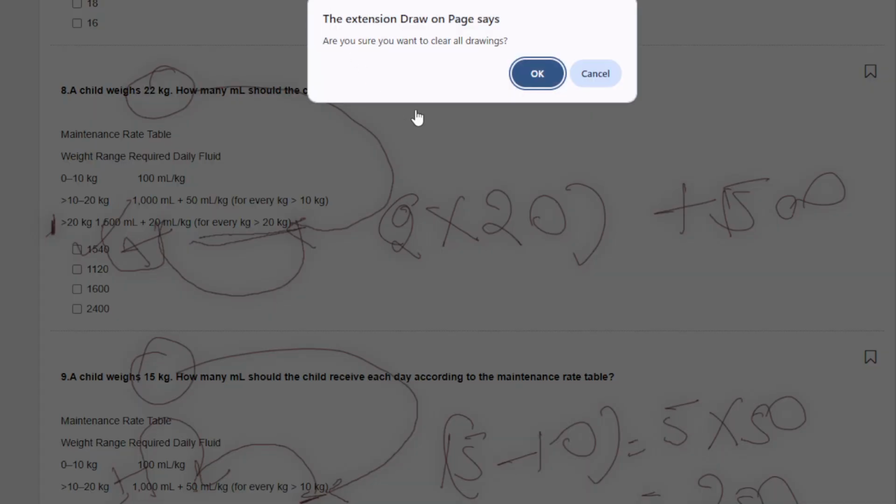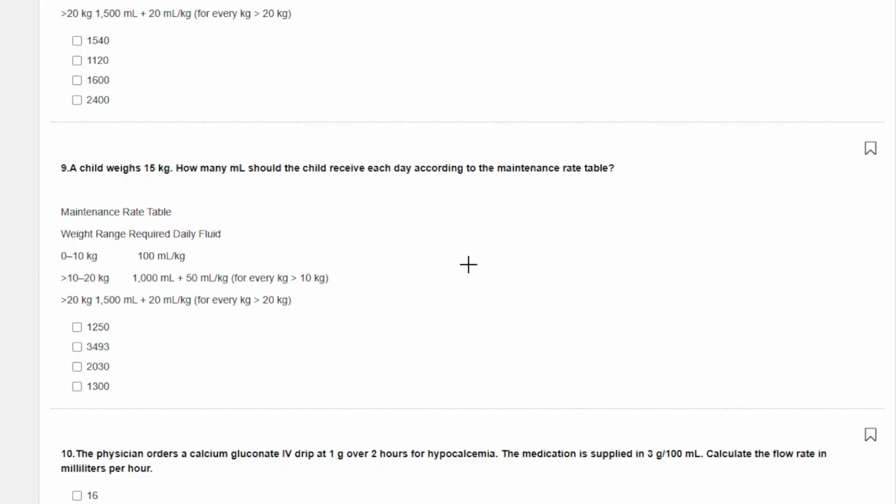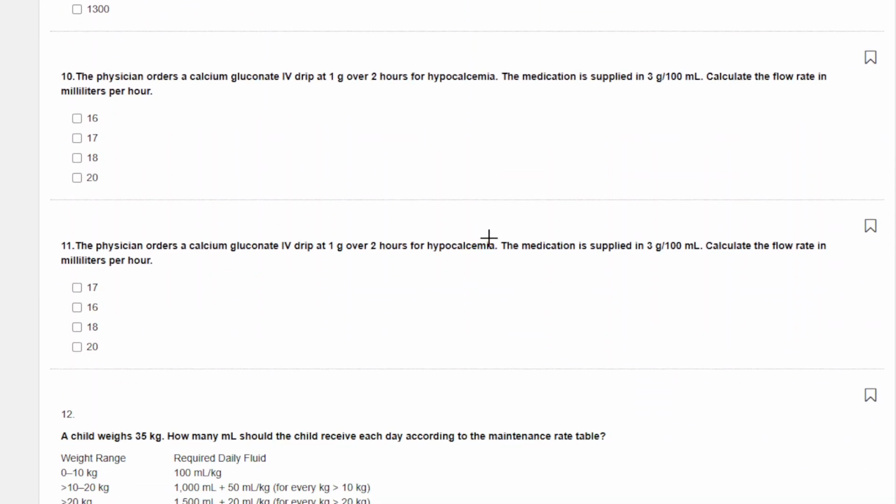So let's erase this because I'm writing on the screen. For me to move on to another one, we have to erase that. So let's look at number 10. All right, so number 10, which one you got?